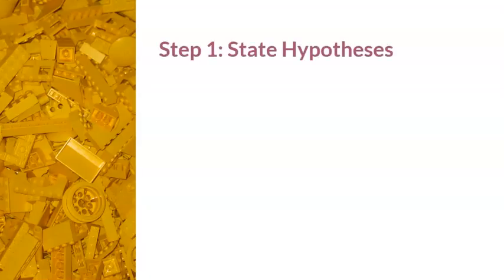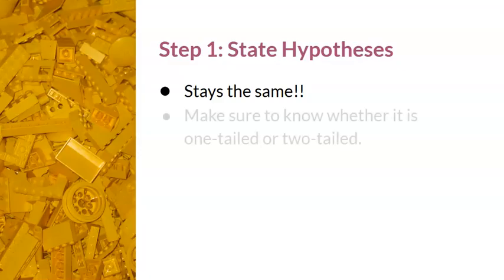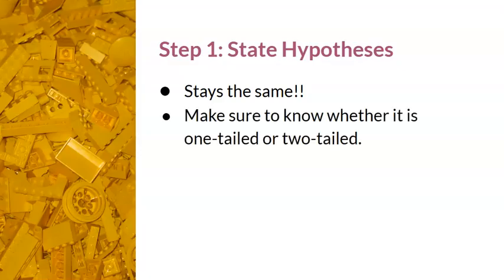Step 1, the yellow Lego, is to state hypotheses. Guess what, my friends? Fortunately, this step stays the same as we learned last week in hypothesis testing. A friendly reminder to make sure to know whether you need to conduct a one-tailed or two-tailed test. The hypotheses that you write should reflect what type of test you are conducting.